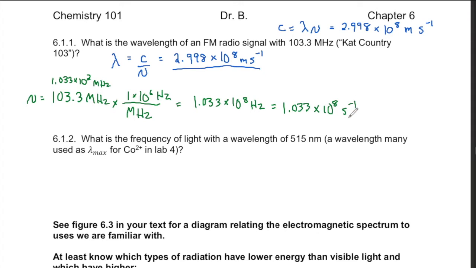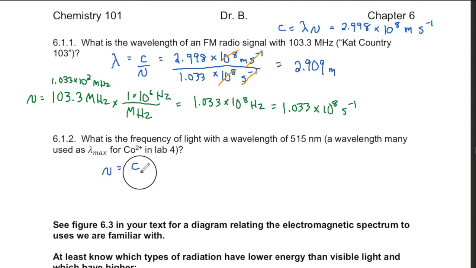Or if we want to write the hertz as seconds to the -1, that might make the units easier to cancel. So we'll go ahead and cancel the seconds. While I'm at it, I'm going to go ahead and cancel the 10 to the 8th. And this makes a wavelength of 2.909 meters.